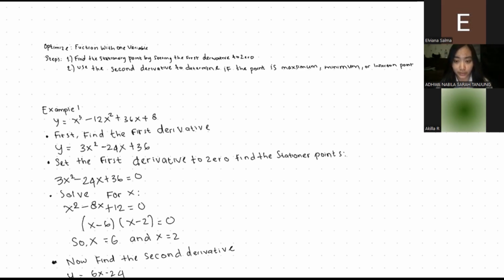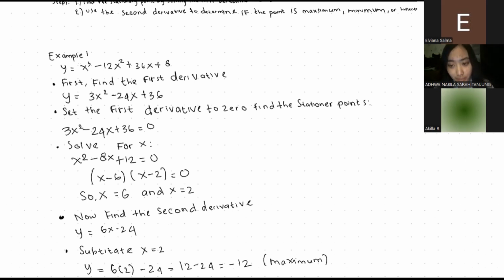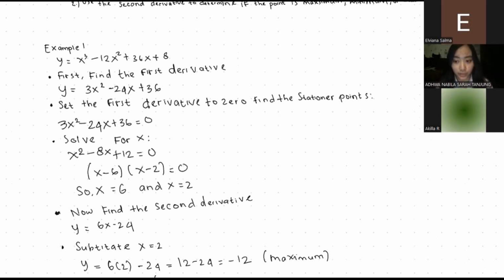First, optimization function with one variable. Let us begin with optimization for a function with one variable. The goal is to find the maximum or minimum value of a function. We do this by finding the stationary point using the first and second derivative. First, to find the stationary point, we set the first derivative equal to 0.